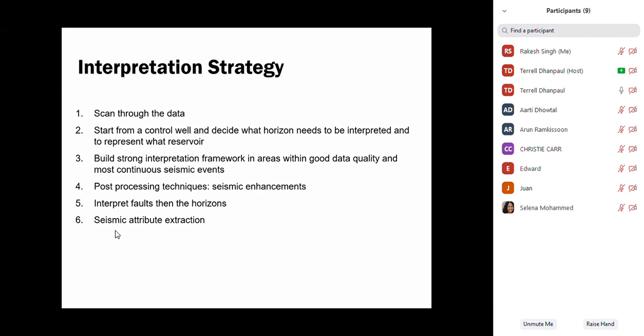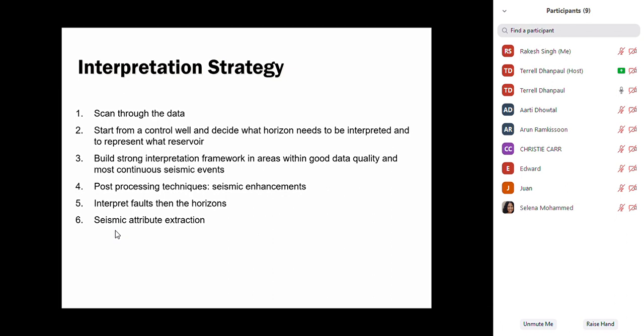Okay, so a simple interpretation strategy, you obviously have to have some understanding of the data. So you do a quick scan, you understand the best wells in your area, right? You have to understand the aerial extent of your area that needs interpreting, the key horizons, and the horizons are really derived from your formation tops or your bio or your stratigraphic markers, all right? And it's very straightforward, very simple.